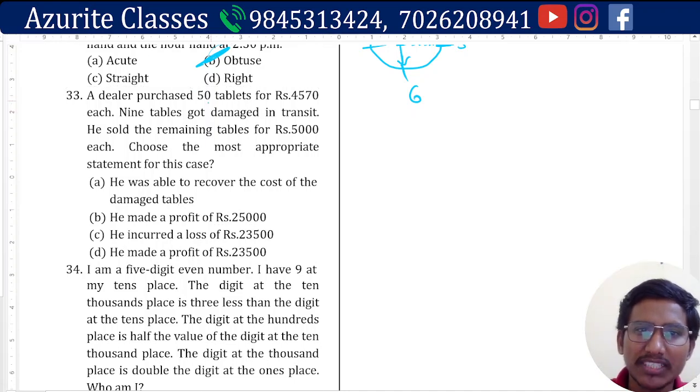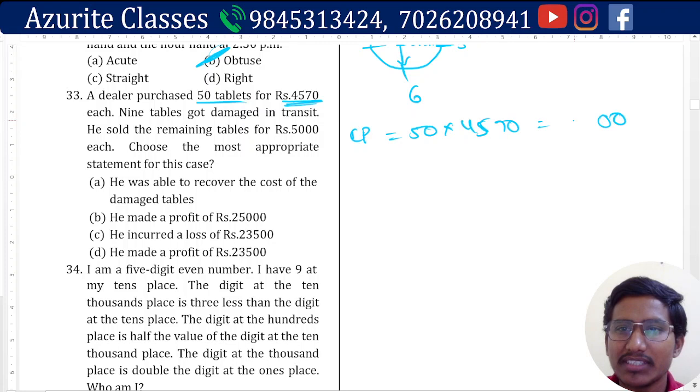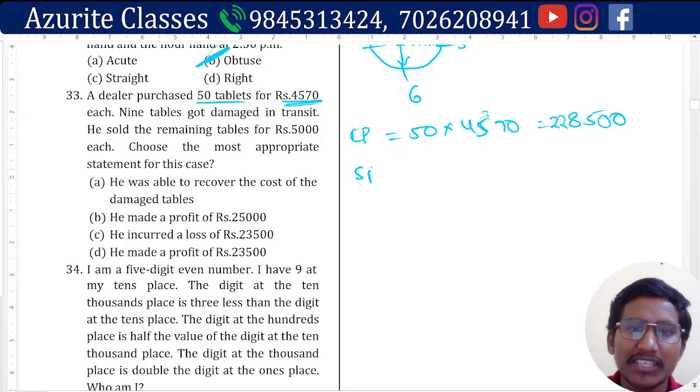So total 50 tablets for 4,570. So total cost price will be how much? 50 into 4,570. If you multiply, what answer will come? 00 here, 5 sevens are 35, carry 3, and then 5 fives are 25, 28, carry 2, 5 fives are 25, 27. So 2,28,500 is the cost price.